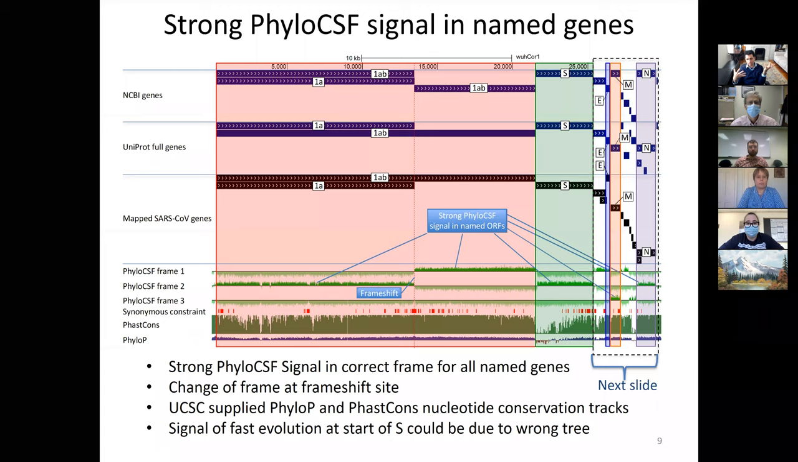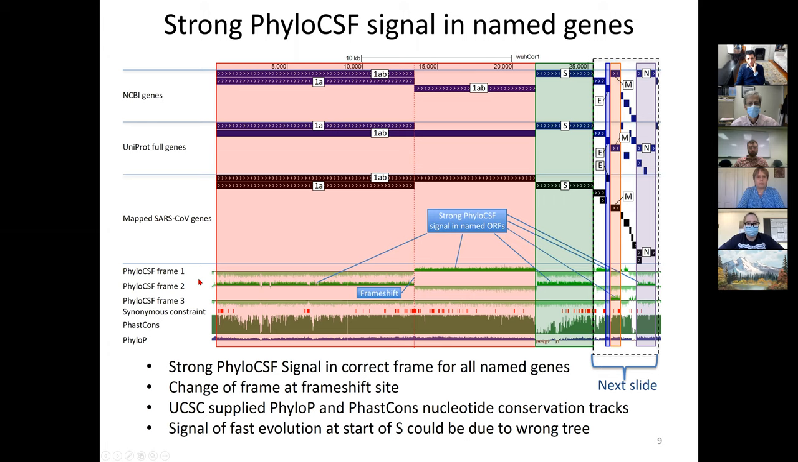So therefore we have three scores, one for reading frame one, one for reading frame two, and one for reading frame three. And as you scan across the genome, you can see this remarkably high conservation in reading frame two. And then just at the end of ORF1A, you basically have this frame shift site where conservation switches to the first reading frame. And then right after that, you have these few nucleotides that I showed you earlier, and then you're switching reading frame again and again.